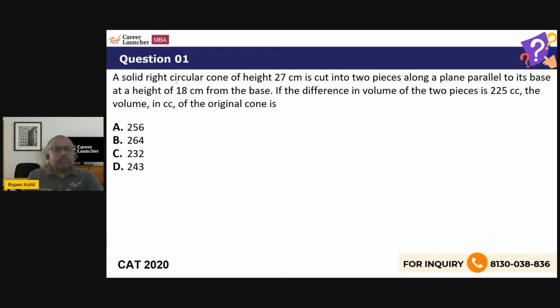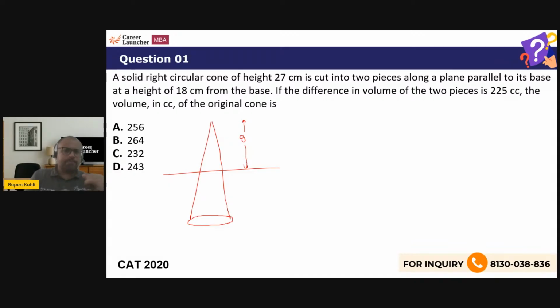So there's a right circular cone of height 27 centimeters, which is cut into two pieces along a plane parallel to its base at a height of 18 from the base. So 18 centimeters would be two-thirds of the height. It is cut so that this height is 9 and the total height is 27. If the difference in the volume of the two pieces is 225 cubic centimeters, the volume of the original cone is?